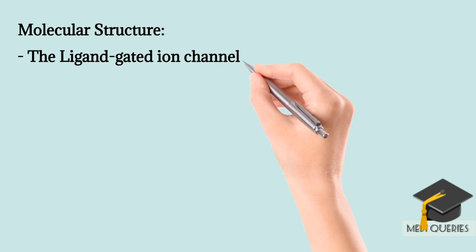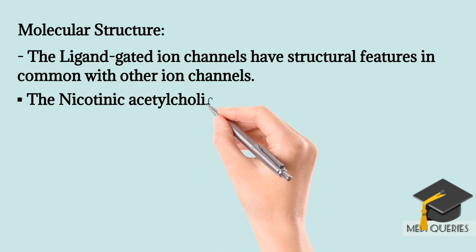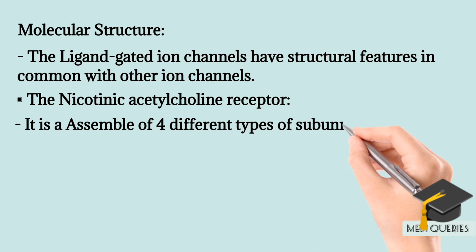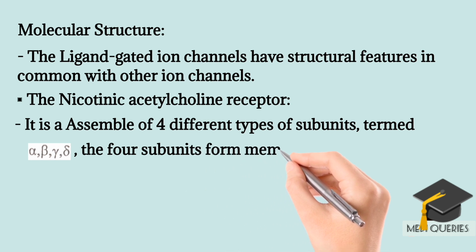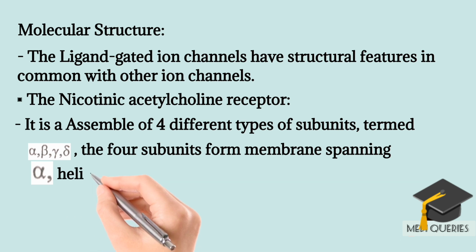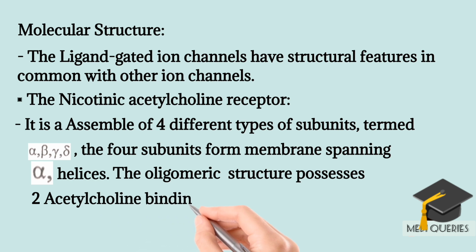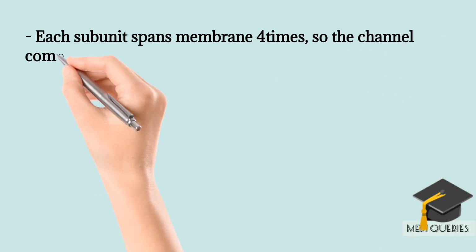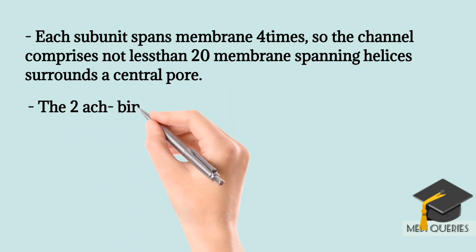Molecular structure. The ligand-gated ion channels have structural features in common with other ion channels. The nicotinic acetylcholine receptor is an assembly of 4 different types of subunits termed alpha, beta, gamma, delta. The 4 subunits form a membrane spanning alpha helices. The oligomeric structure possesses 2 acetylcholine binding sites. Each subunit spans the membrane 4 times, so the channel comprises not less than 20 membrane spanning helices surrounding a central pore.